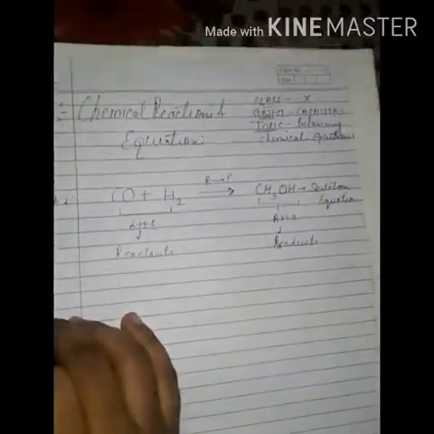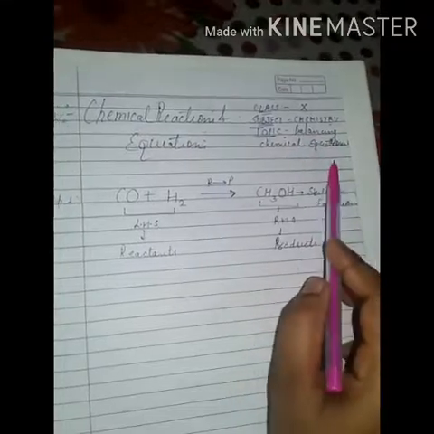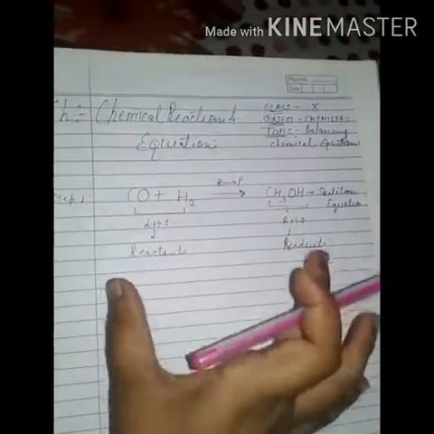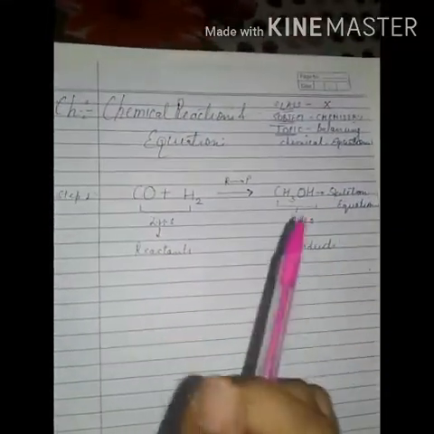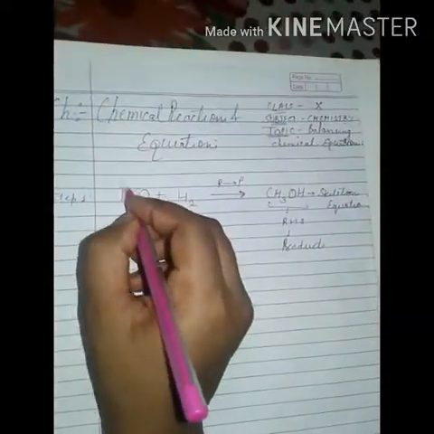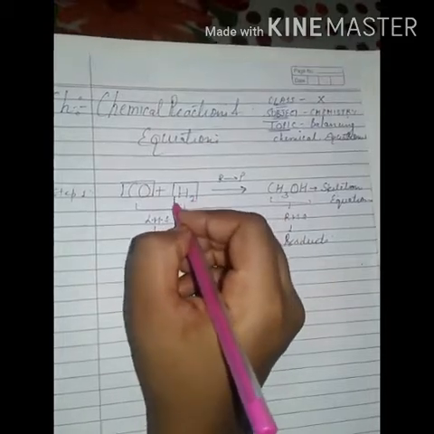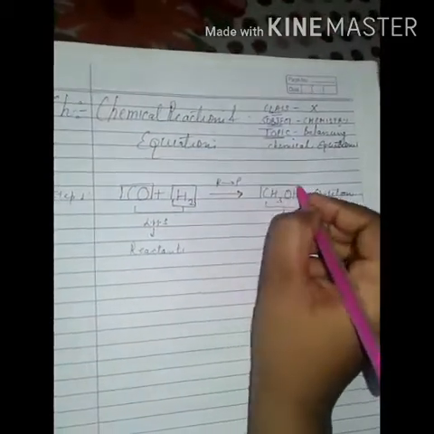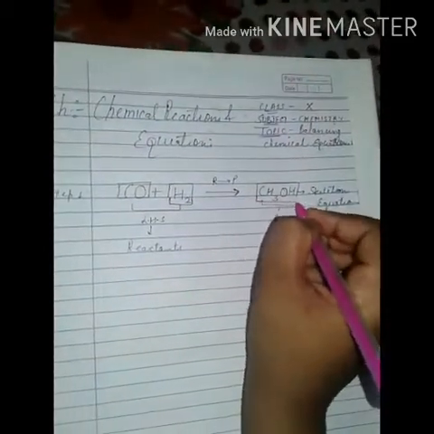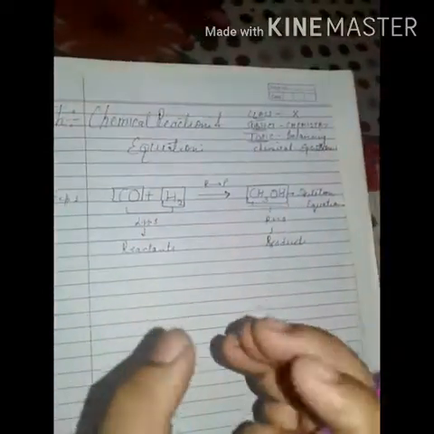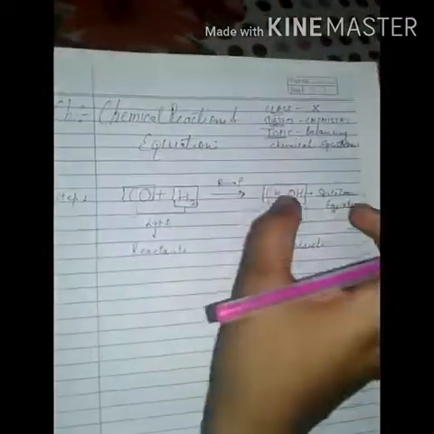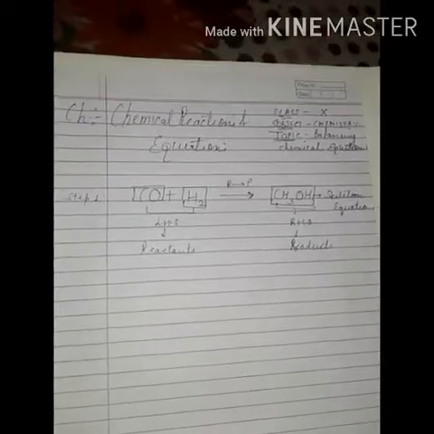The very first step involved in balancing a chemical equation is that whatever skeleton equation is given to you, first of all, draw boxes around every molecule, or draw boxes around every reactant and product.